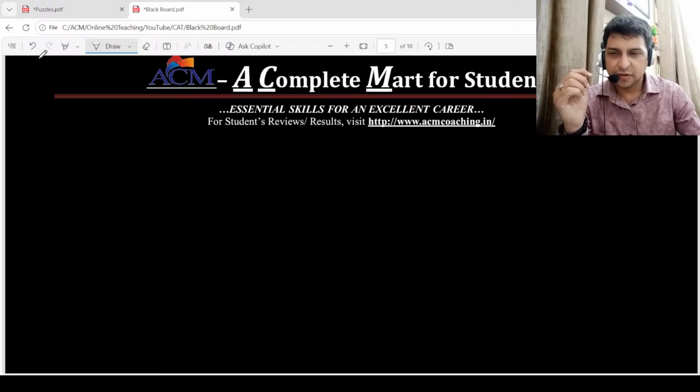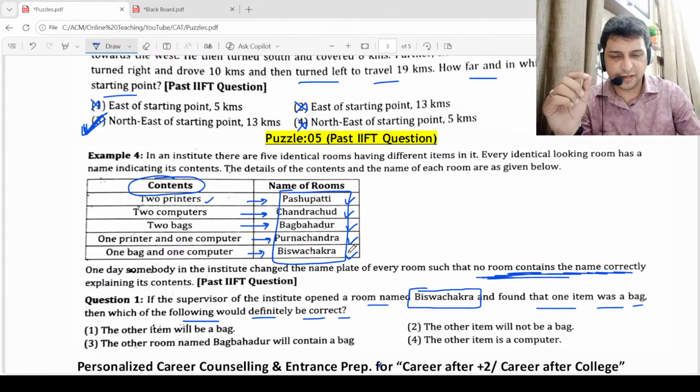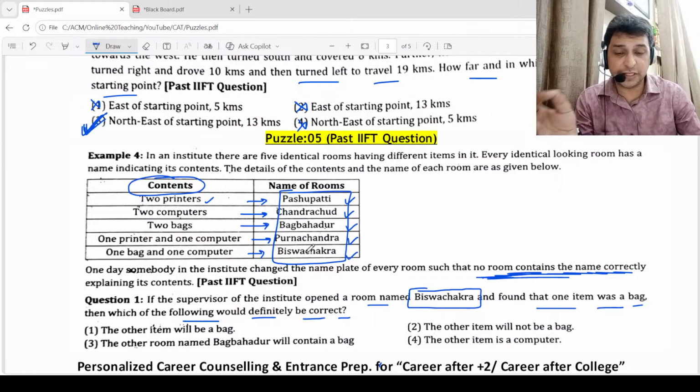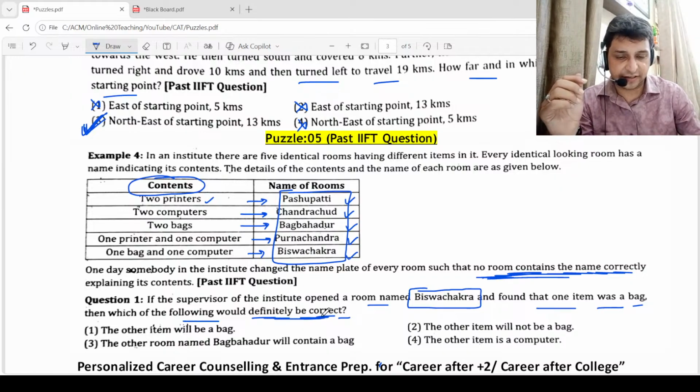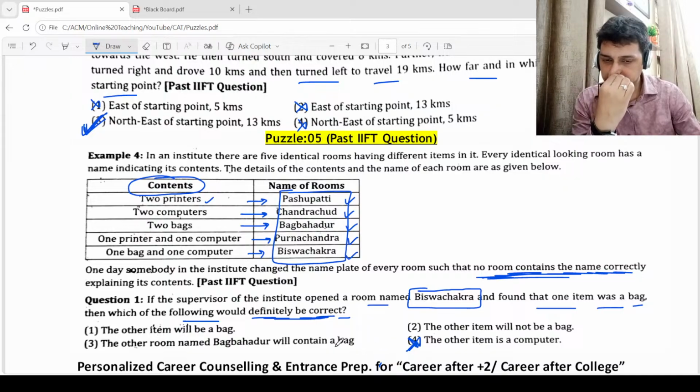Now, Vishwachakra cannot have another because Vishwachakra is not in front of bag and computer. Now, what is definitely correct? The other item is a computer, definitely wrong. It is not possible at all. This is not the answer.